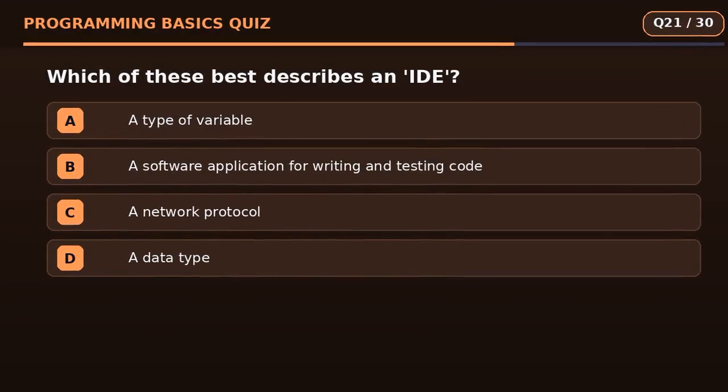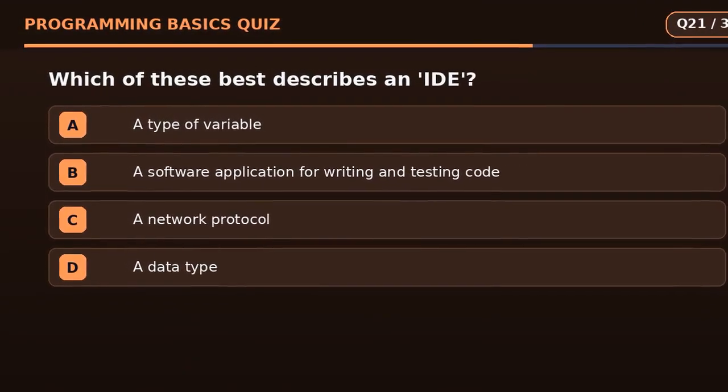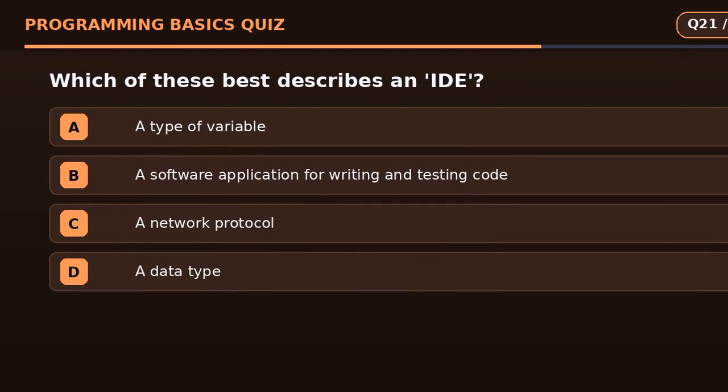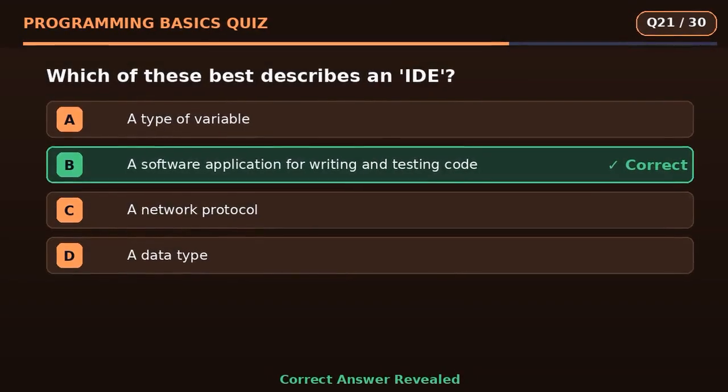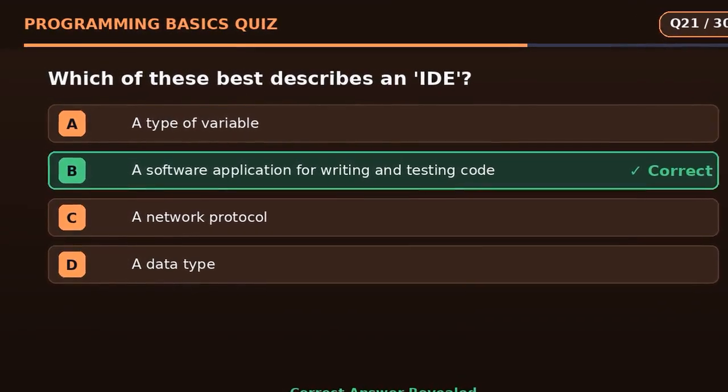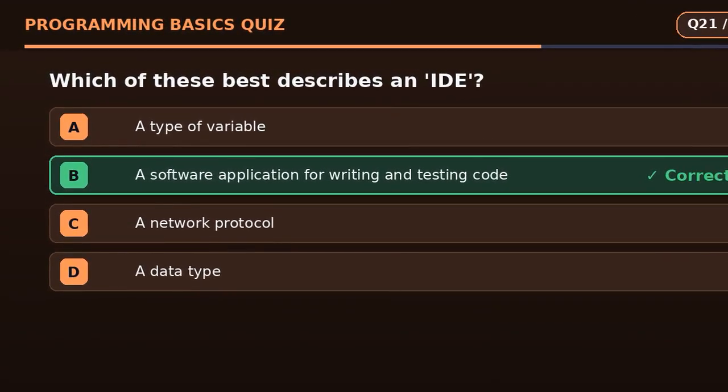Question 21. Which of these best describes an IDE? Option A. A type of variable. Option B. A software application for writing and testing code. Option C. A network protocol. Option D. A data type. The correct answer is option B. A software application for writing and testing code.